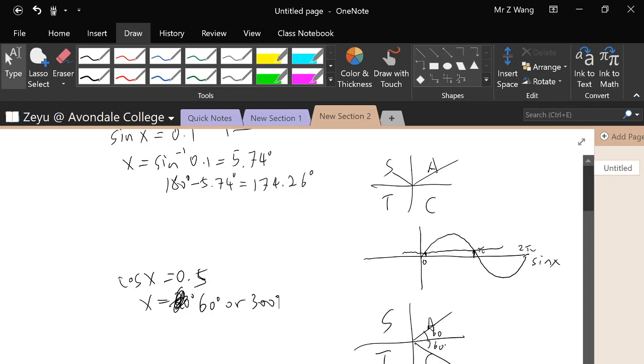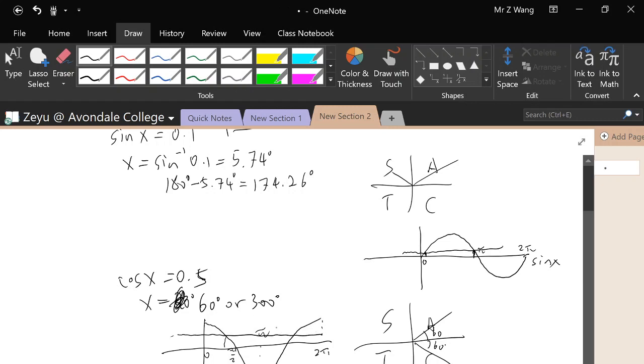Graphically speaking, what does it look like on the graph? It looks like this. So this is 0, half pi, this is pi, and this is 2 pi. 60, so 0.5. That's not very accurate, but we're looking at this one here and this one here. All right, 60 and 300.